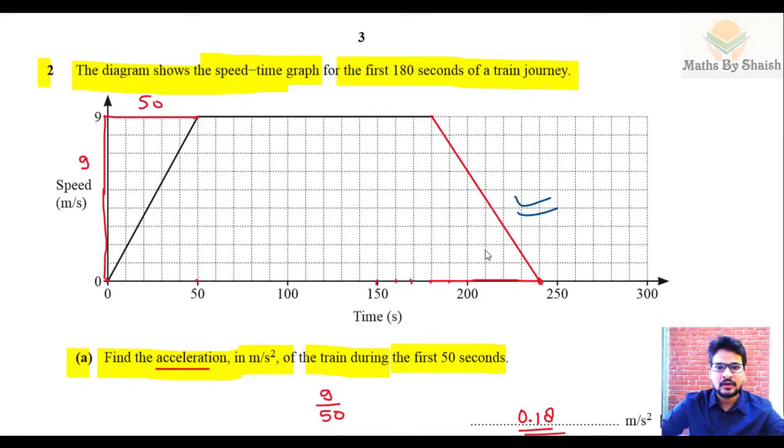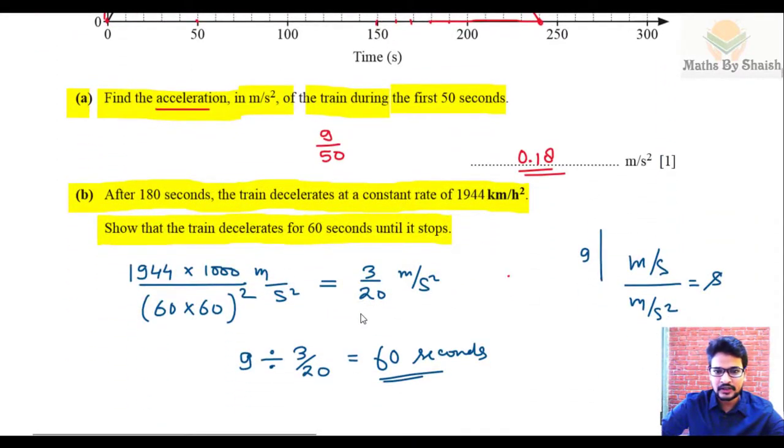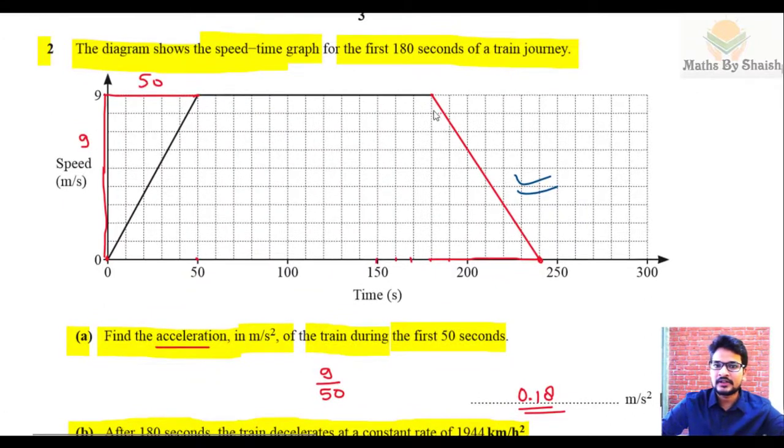Now if we want to check whether it was correct or not, it was 3 by 20, and we know the gradient is the deceleration or acceleration. Here this is 9, so 1, 2, 3, and this is 2 boxes, so it is 20. Hence we got the correct gradient also. Oh, sorry, it is 3 by 20. And when we extend this, it will come here, and hence it takes 60 seconds to stop.